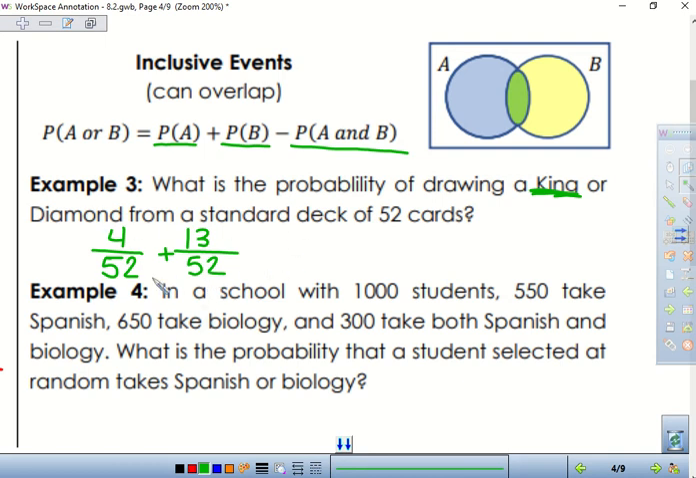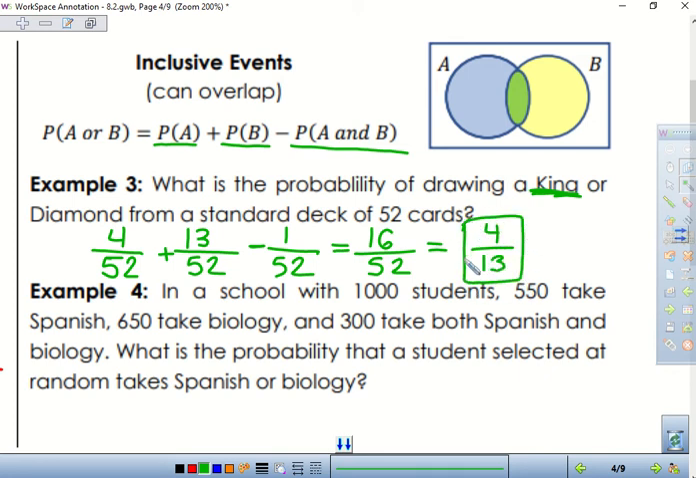So this is the probability of getting a king, probability of getting a diamond, and then we have to subtract away the probability of both of those happening. How many king of diamonds are there in the deck? Just 1. So 1 out of 52 chance that already that happens. That's why we have to subtract it away, because we've already counted it twice. We have to undo the fact that we're counting it again. So that's going to end up being 16 out of 52, which I did reduce earlier. It's 4 out of 13 chance.